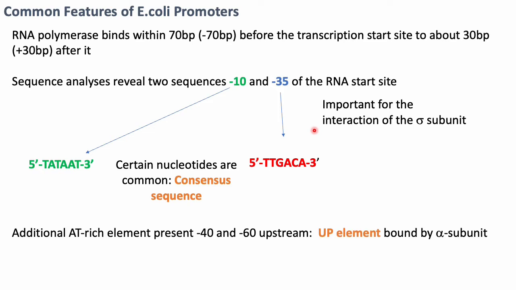There are also additional AT-rich elements present, and this is normally present upstream, at about minus 40 and minus 60. So this is before that transcription site, and this is known as the UP element, which is bound by the alpha subunit.